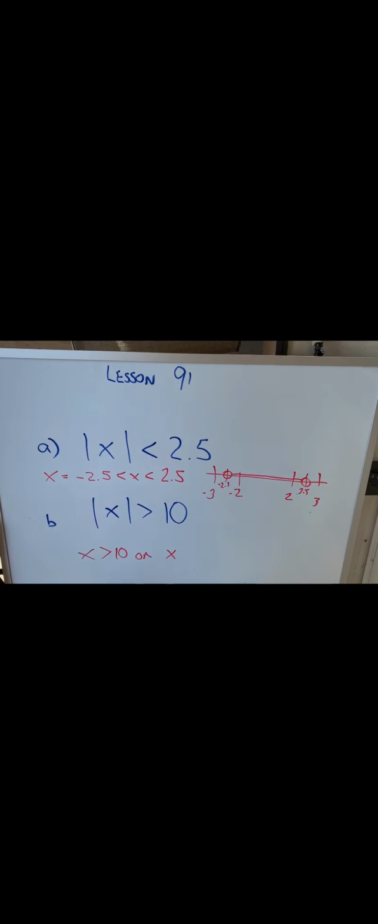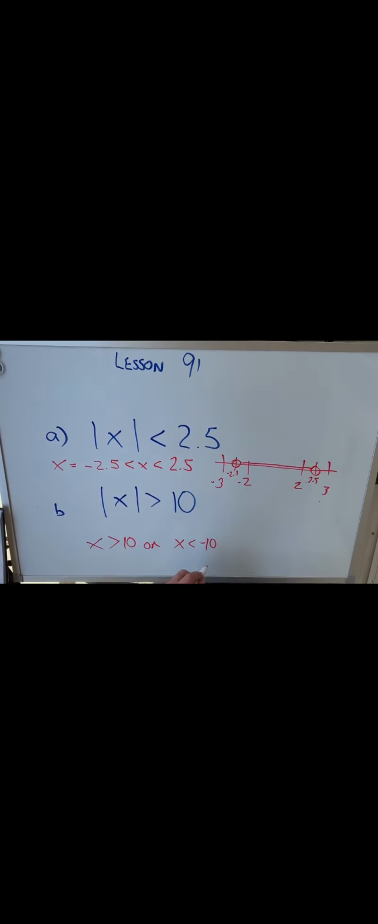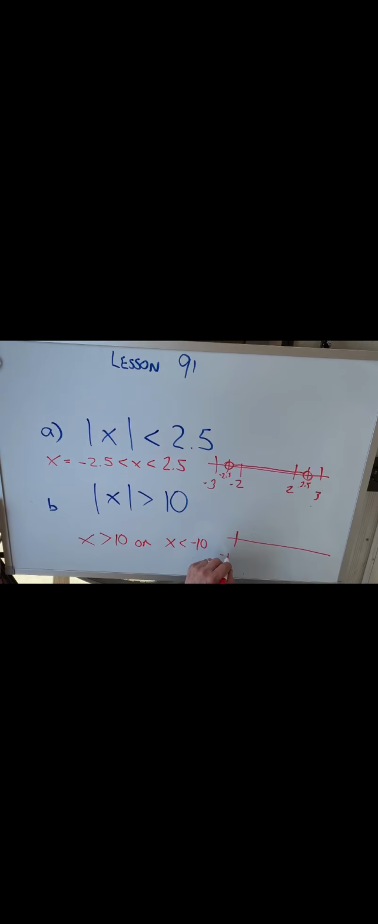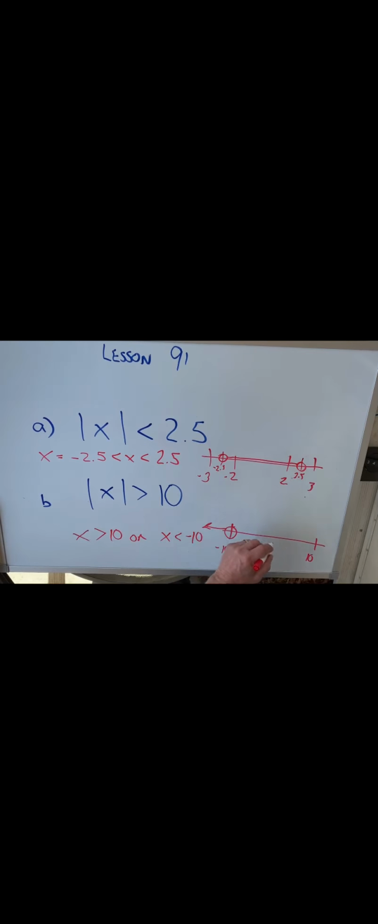All right, now for B, what you should have ended up with is x is greater than 10, or x is less than negative 10. So when we graph that, it should look like negative 10, 10, circle, but it's going to point this direction and that direction, and you're going to get an OR in there. Again, because you've got this, it's an OR.